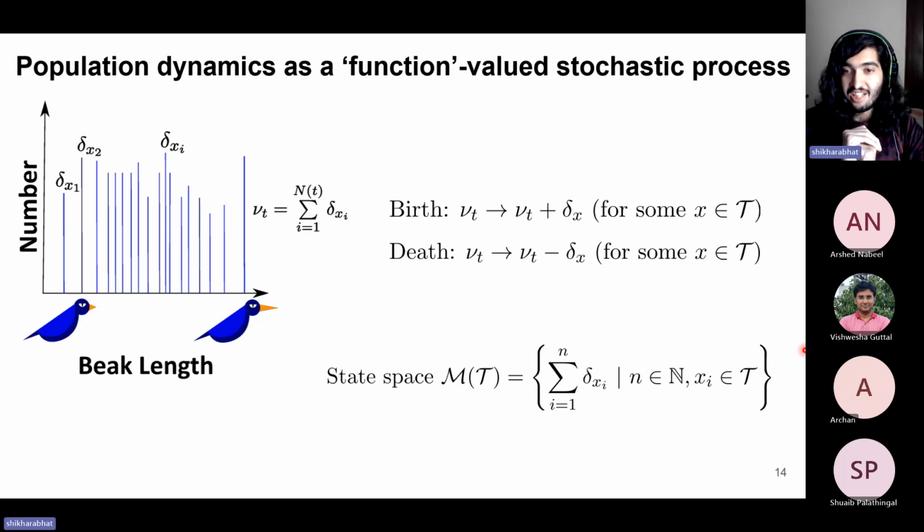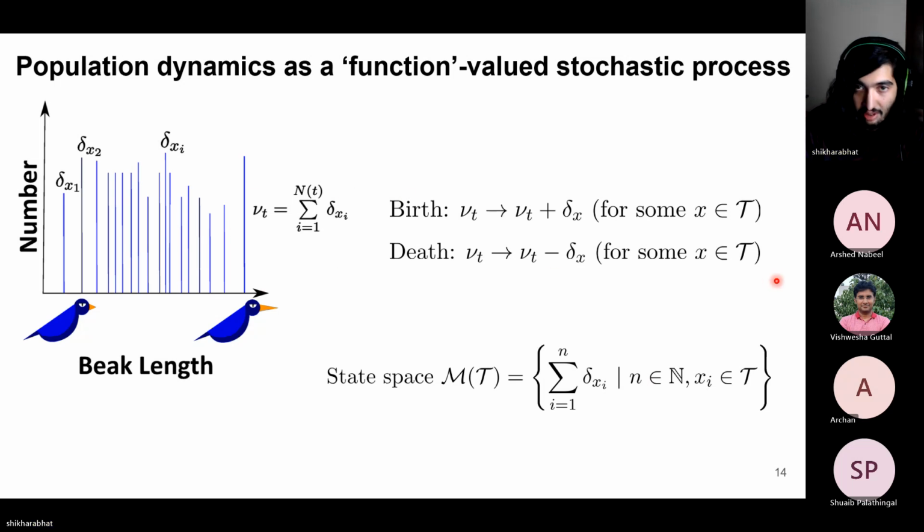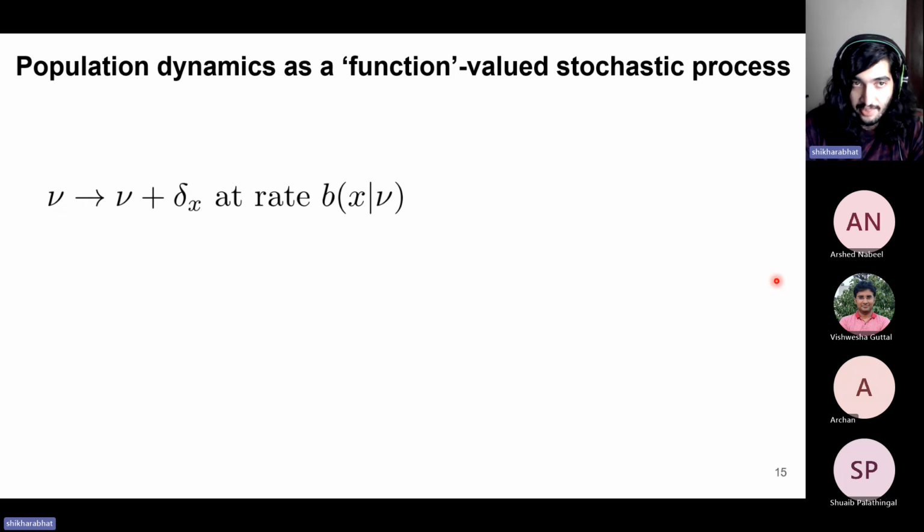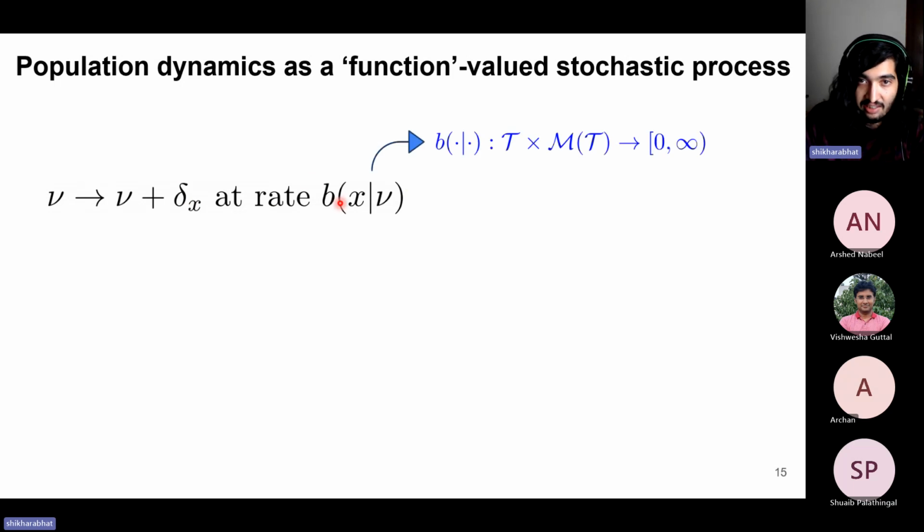We therefore want to describe how a function valued stochastic process changes, because we are characterizing our population itself as a function. We can do this as we did before, using birth rates and death rates. I will therefore assume that the transition nu to nu plus delta x occurs at a rate b of x given nu. This quantity is a function.